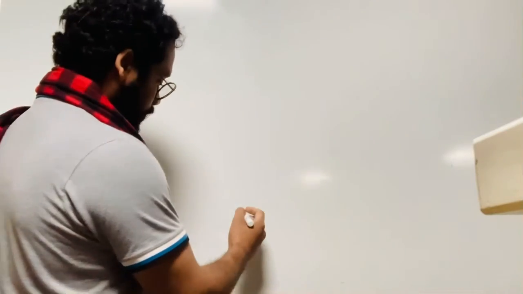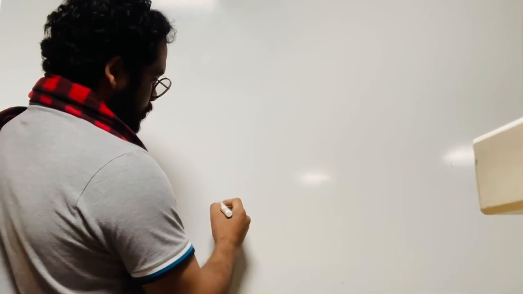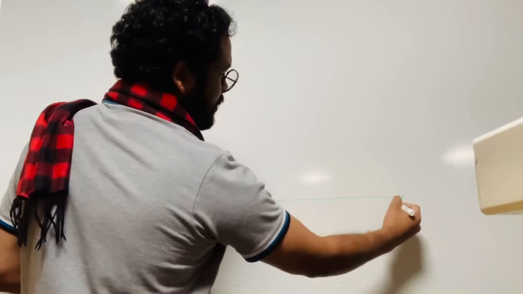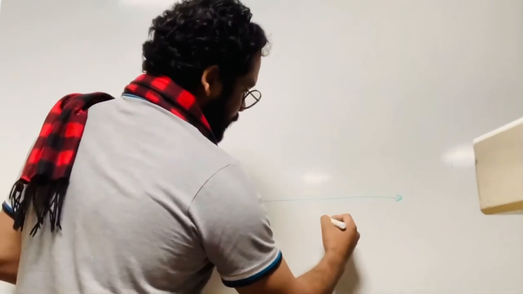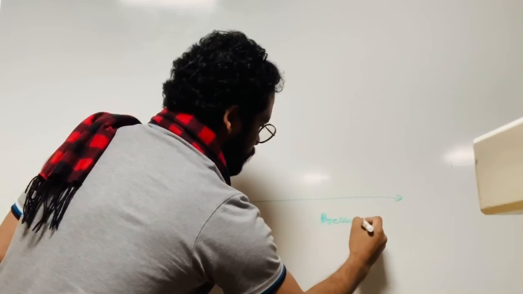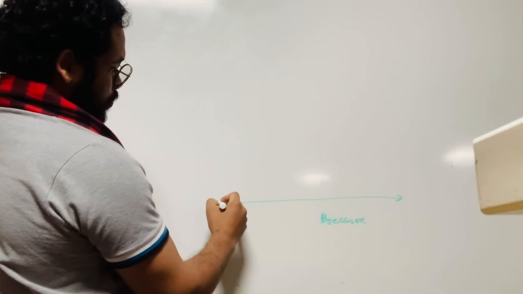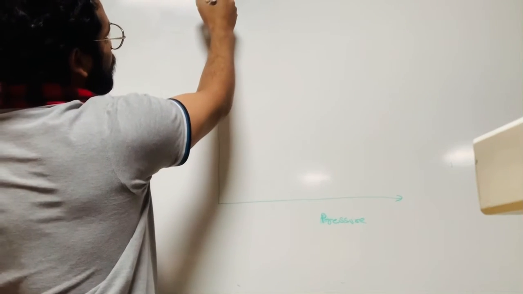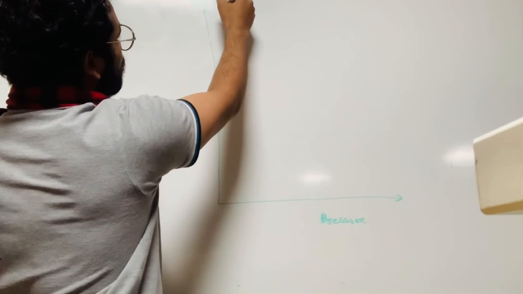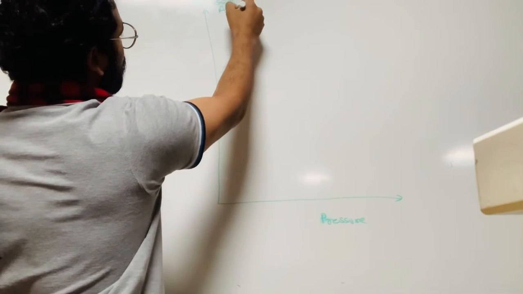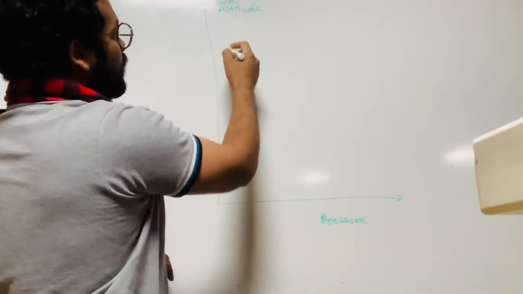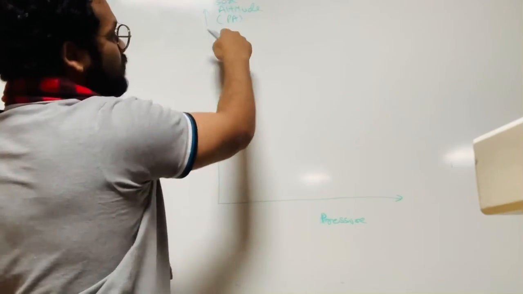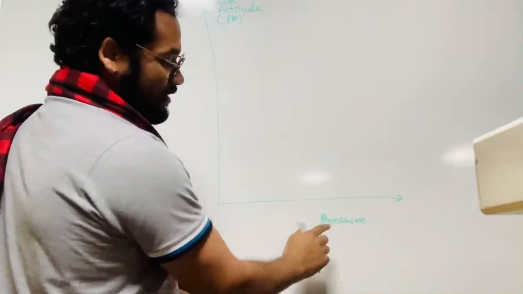So I'm going to explain this using a graph. Suppose the x-axis represents the pressure and the y-axis represents the pressure altitude. That is PA. PA is the pressure altitude and this is the pressure.